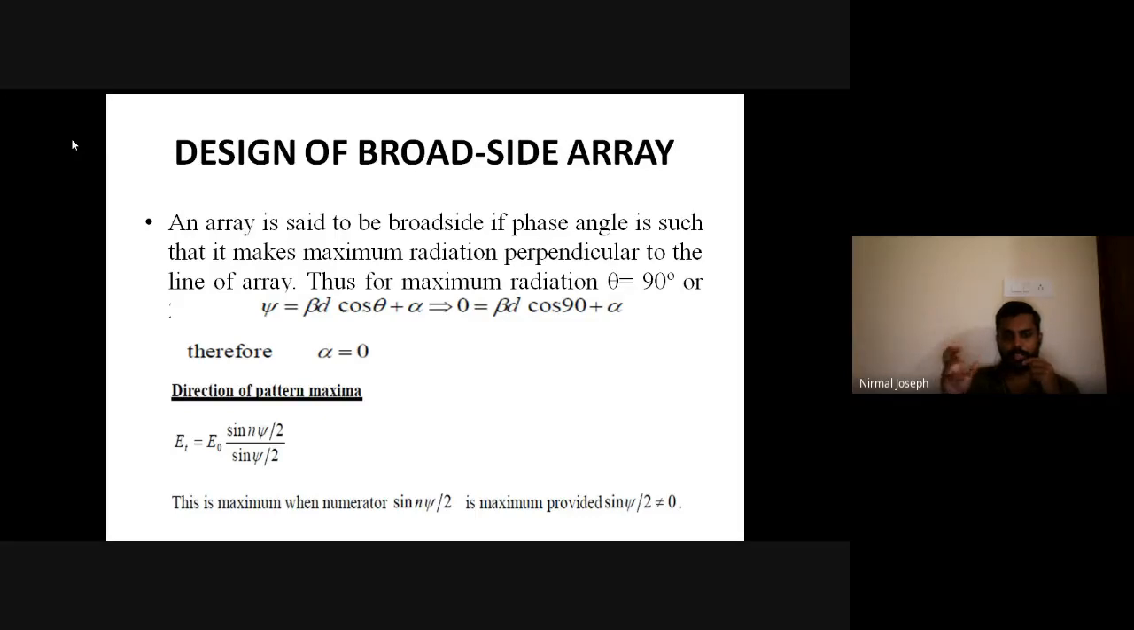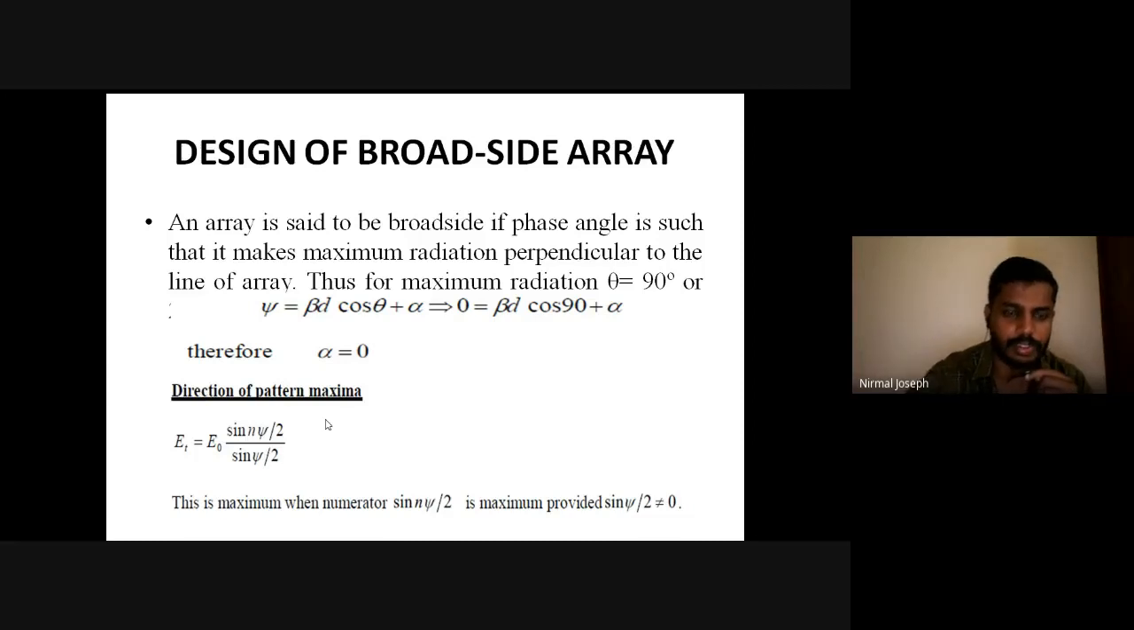We already know that theta is 90 degrees for the broadside case. So we will equate psi, which is 0, to beta d cos theta plus alpha. Theta is 90 degrees, cos 90 plus alpha. From that we will get alpha is 0, since cos 90 is 0, this term will become 0, which implies alpha is 0.